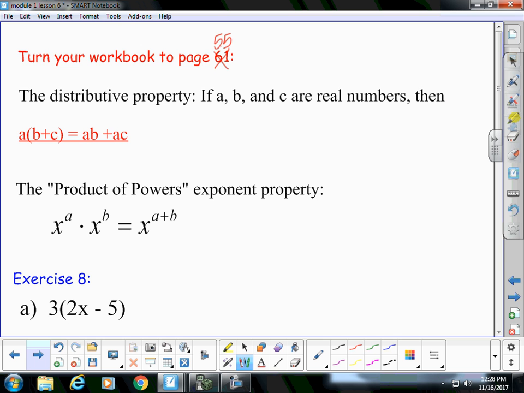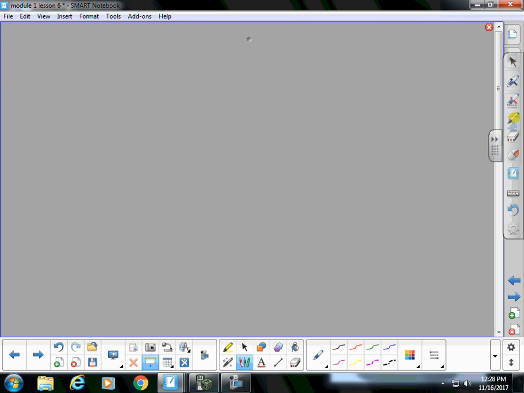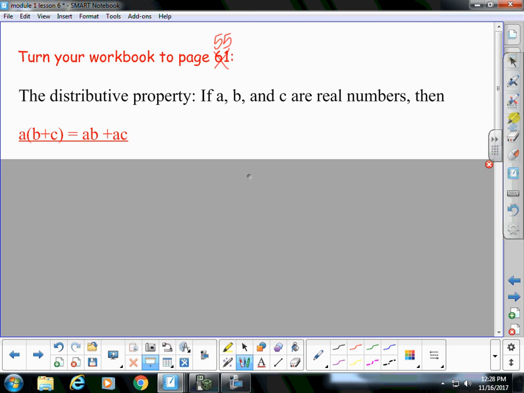And it says a key belief about arithmetic. And the first thing I need you to write down is this part that's underlined. It says if A, B, and C are real numbers, then, and I want you to write this part down, A times parentheses B plus C is equal to A times B plus A times C. And what we're doing here is we're just doing what we call distributing. We're multiplying A times the B and the A times the C. And that's called the distributive property.